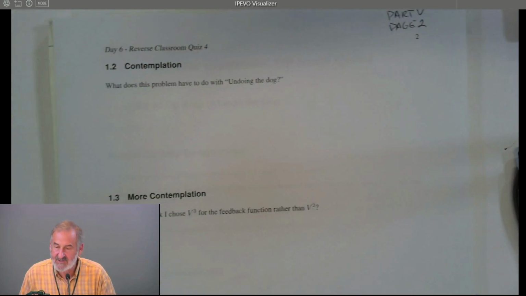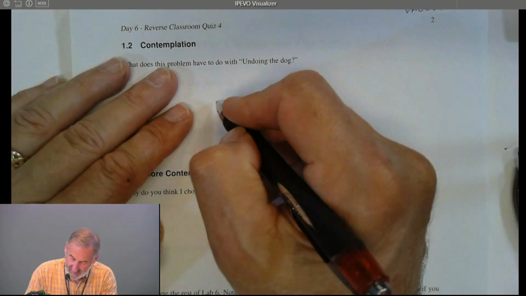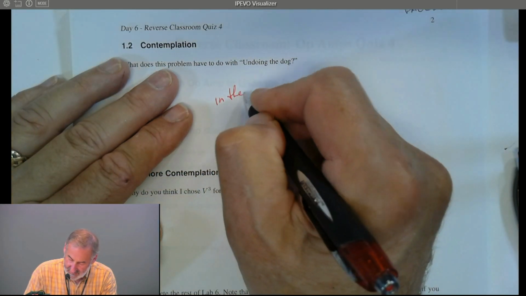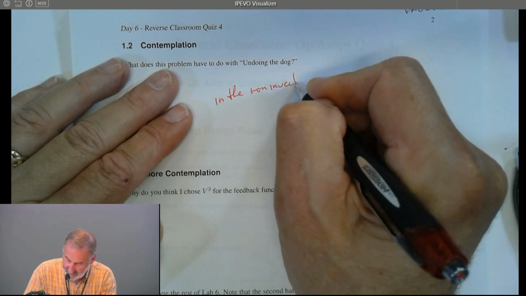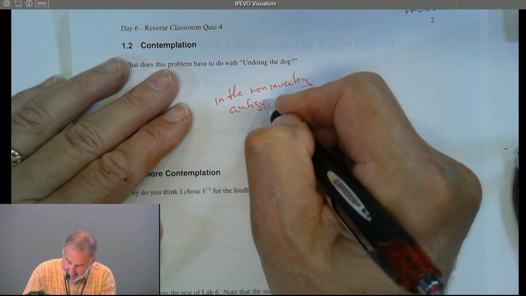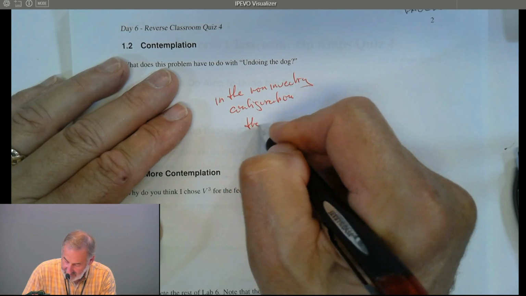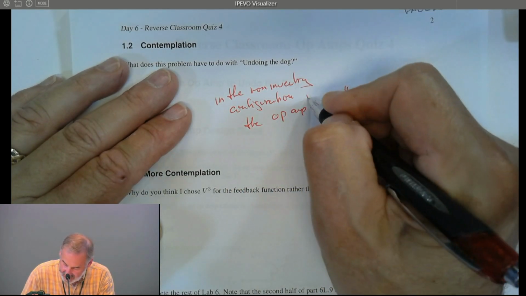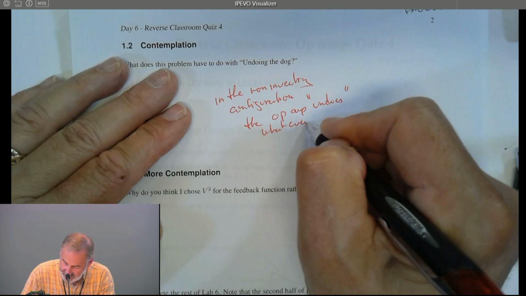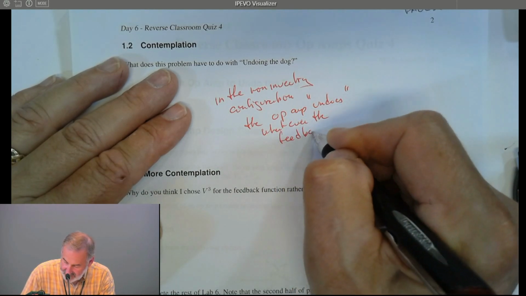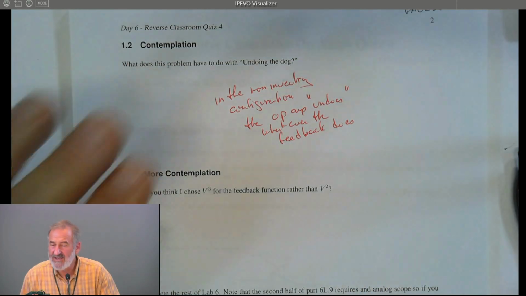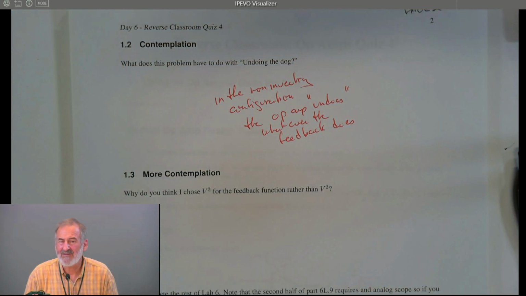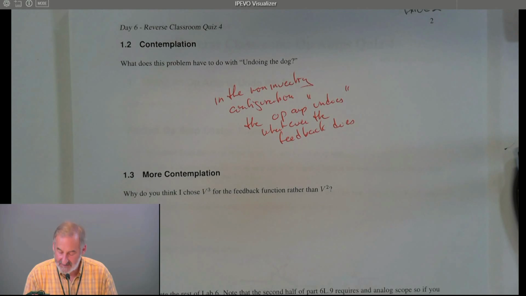Well, undoing the dog is just our argument that in the non-inverting configuration, the op-amp undoes whatever the feedback does. And we can use this to get logarithmic circuits, exponential circuits. Anytime we can create a function, the op-amp allows us to create the inverse. And that's kind of neat.